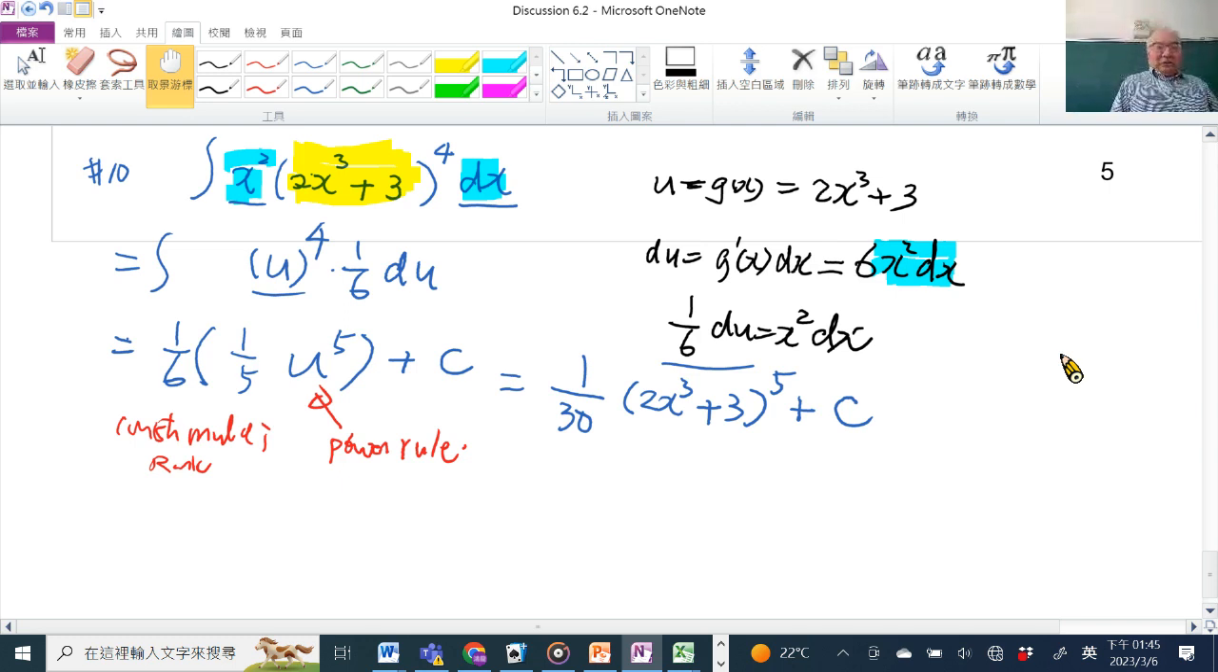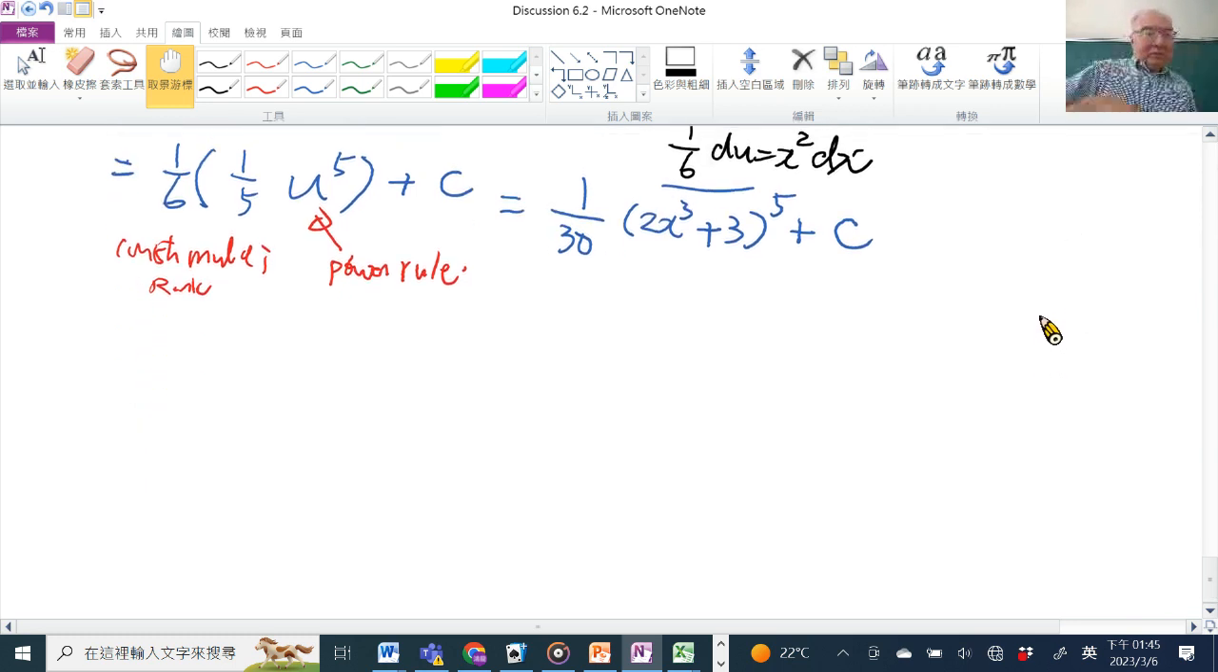And up to this stage, all the composite functions seem to be a single power. Okay. And so let me bring you something a little bit different in format. That's number 12.